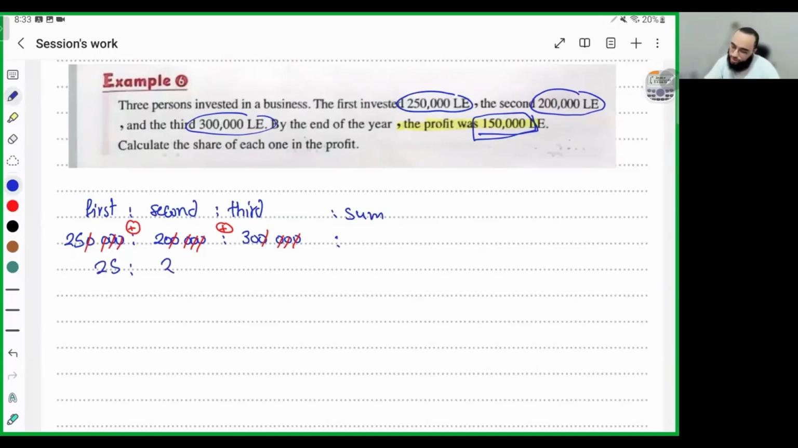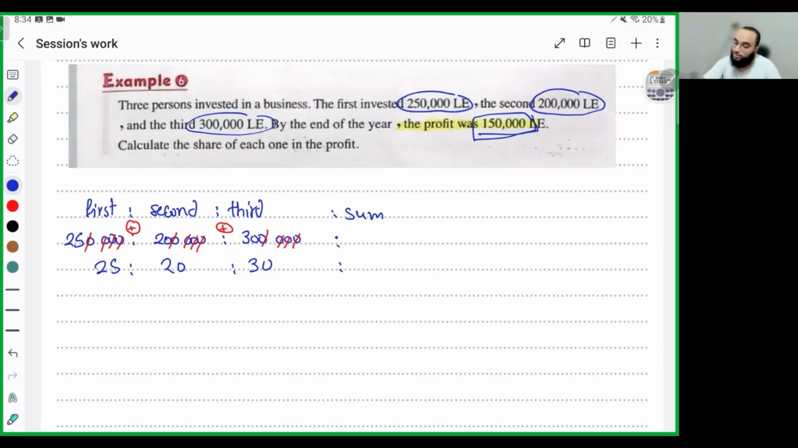25 to 20 to 30, to make it a bit easier. Like that, I simplified them. But if you didn't simplify them, it's correct also. Actually, the numbers will be big. Take a time, write in the calculator and so on. If you simplified it, it's a bit easier, but it's more hard if not.